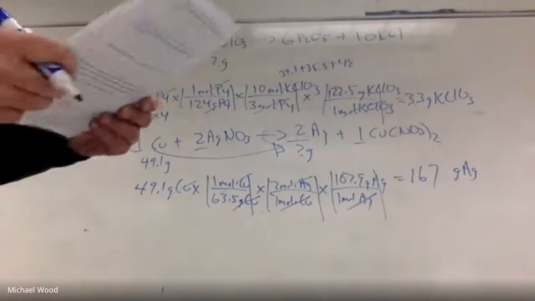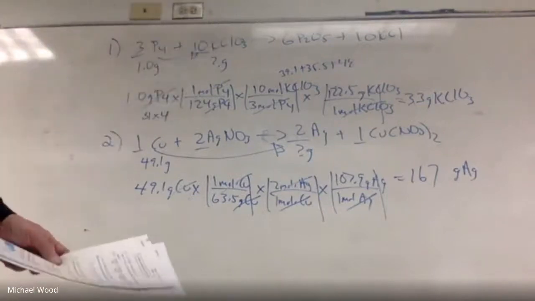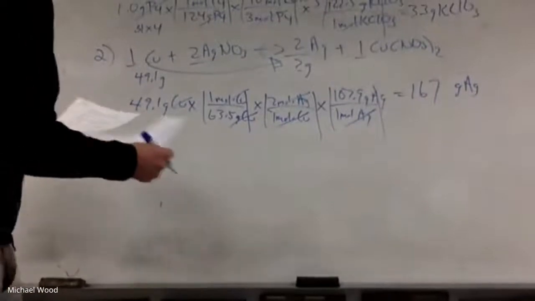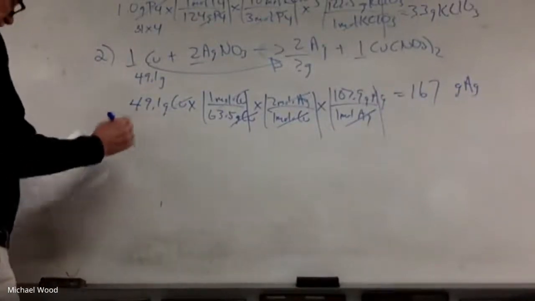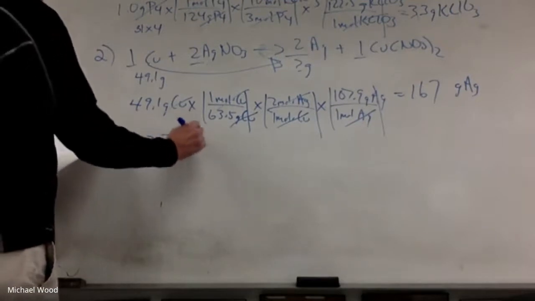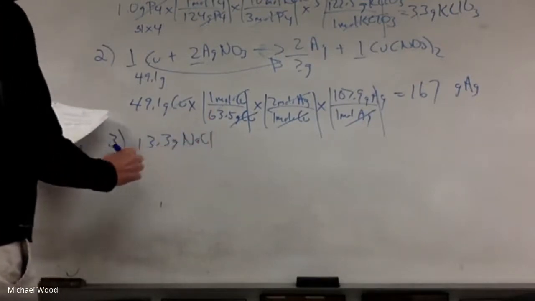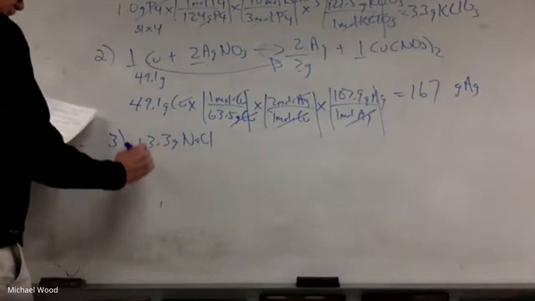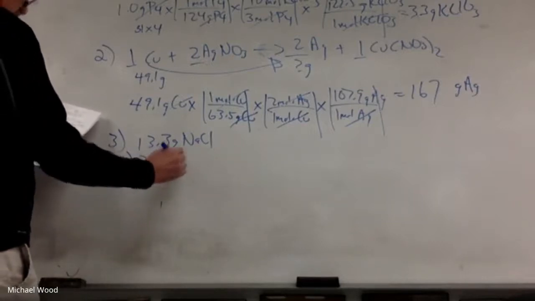Okay, let me give you the answers for number 3 and 4. And again, we're going to come back and we'll work a bunch of these, and this is not going to be due till Wednesday. The answer to number 3 is 13.3 grams of NaCl. And the answer to number 4 is 22.8 grams of CaCl2.